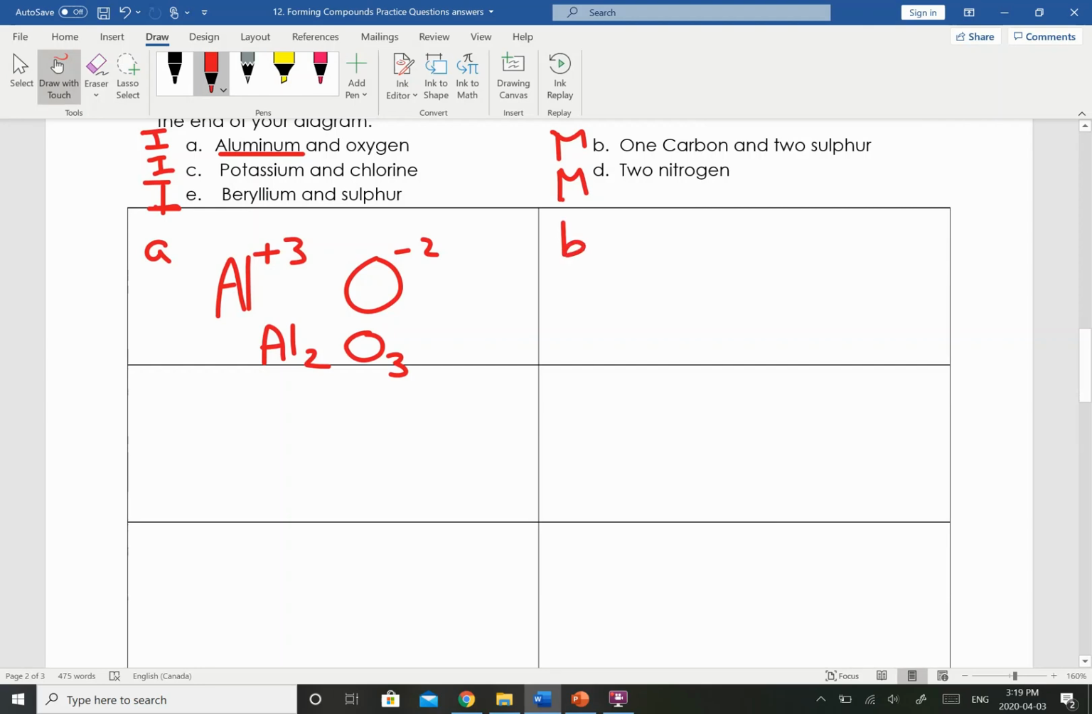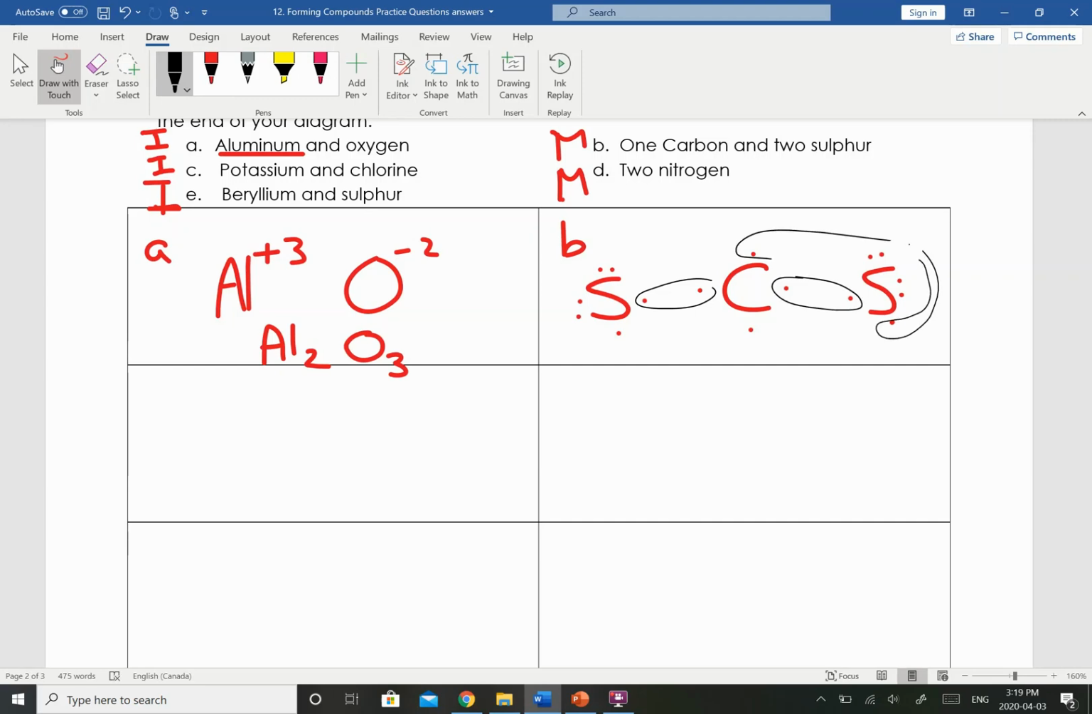For B, 1 carbon and 2 sulfurs. 1, 2, 3, 4. Sulfur, sulfur. 1, 2, 3, 4, 5, 6. We're going to get shared electrons here and here, and then here and here. Notice that looks very similar to the carbon with 2 oxygens. So our final product, C, double bond, sulfur. Don't forget your pairs of electrons that are left over, and sulfur attached to carbon.